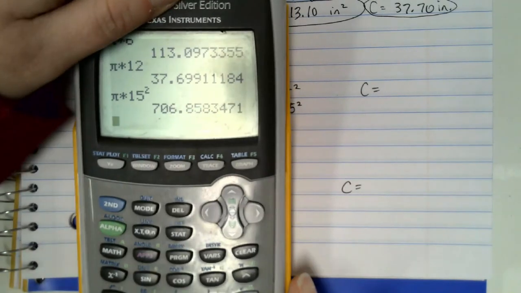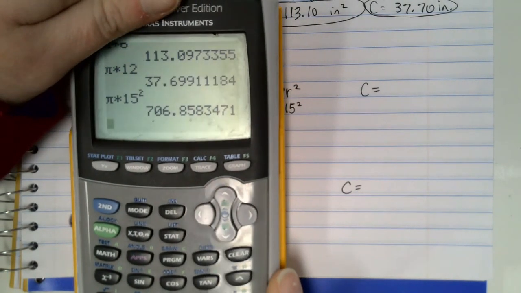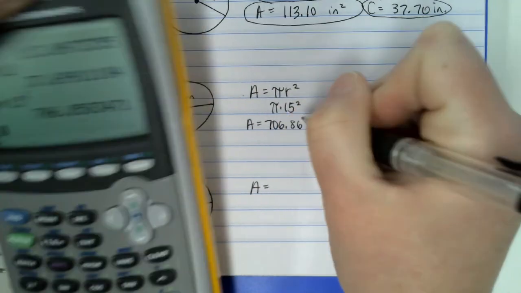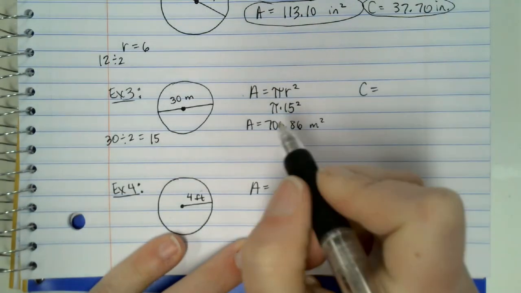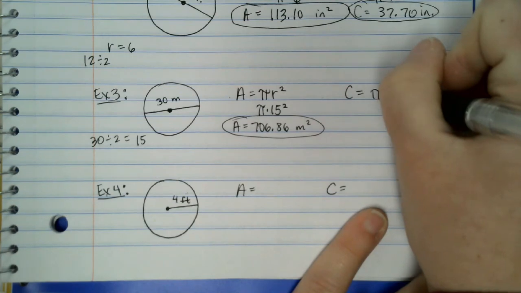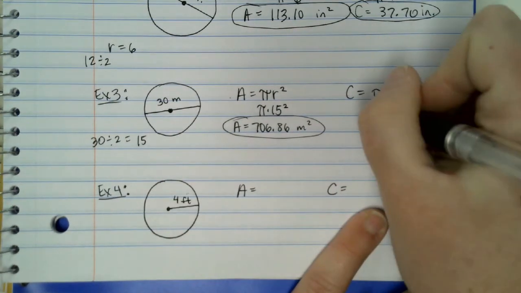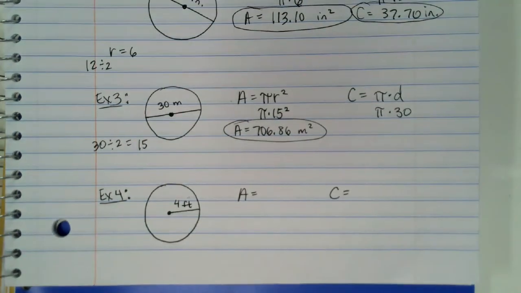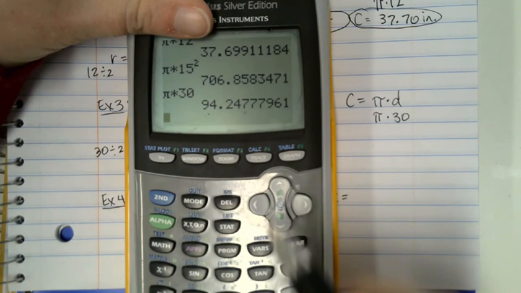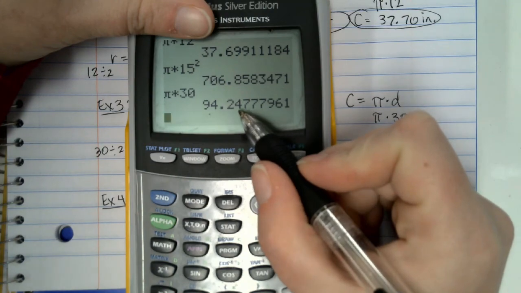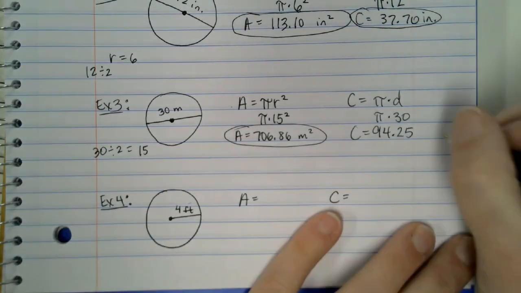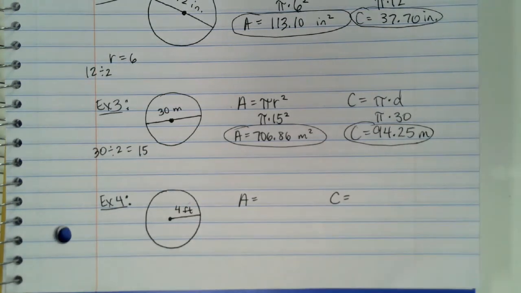Let's see what that gives us. Here's what I got. And so then to round that, the 5 needs to become a 6. So it's going to be 706.86 meters squared. Okay, for my circumference, pi times diameter. Now in this one the diameter is 30, so pi times 30. The 4 we need to round up because of that one to a 5. So it should be 94.25. Did you get those? Both of them?